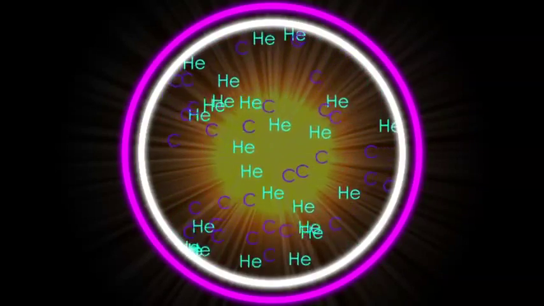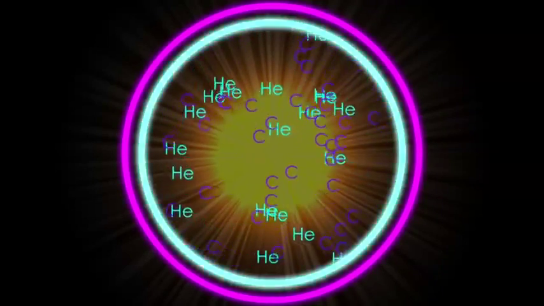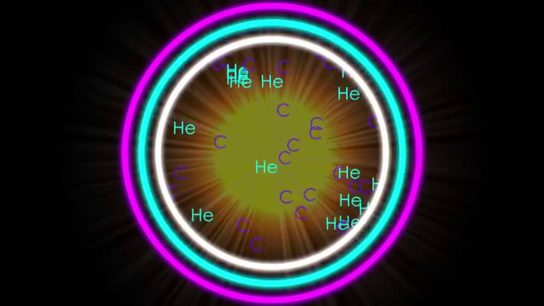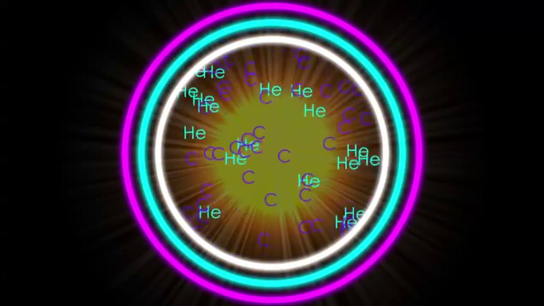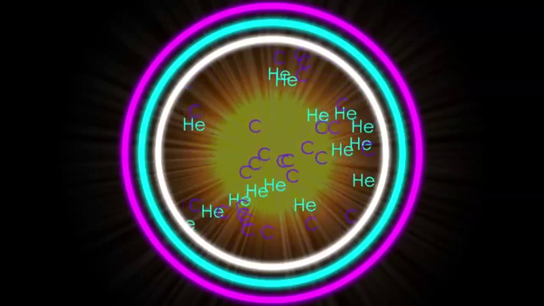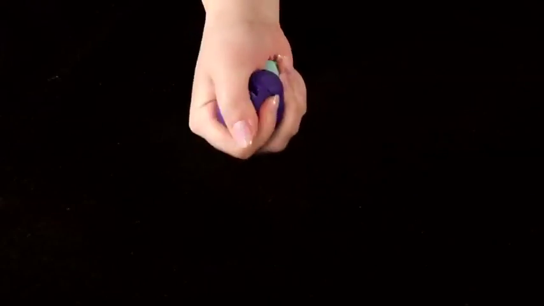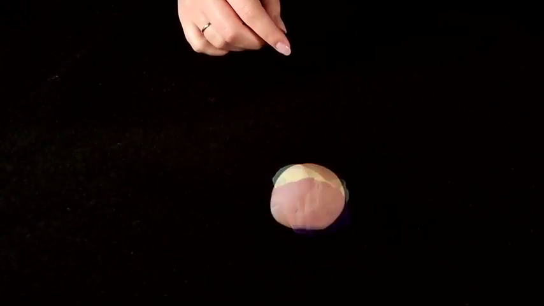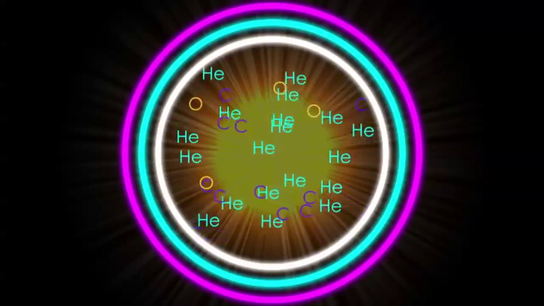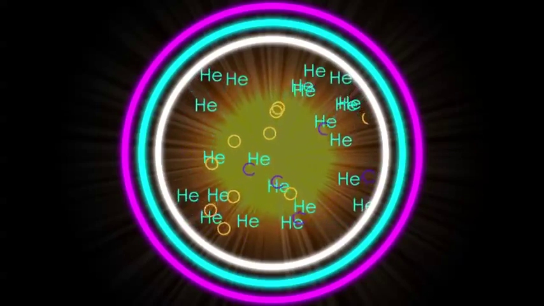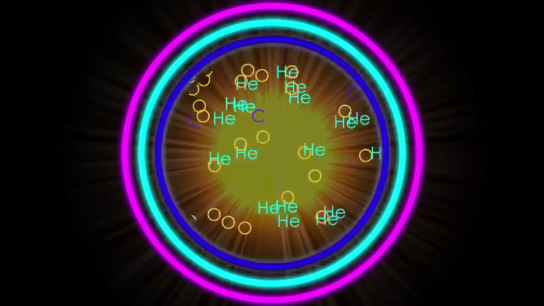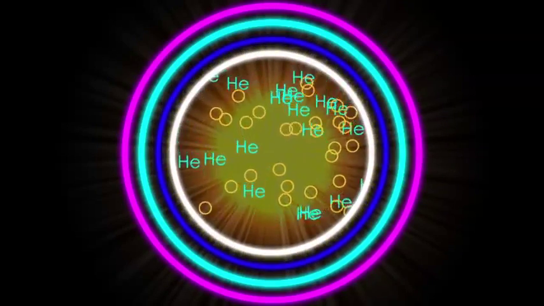But if a star is much bigger than the sun, the core will shrink again, and it'll get even hotter at the center. Now the star can fuse together a carbon and a helium atom, creating oxygen. So we'll squish a blue helium atom and a purple carbon atom, and that turns into 1 orange oxygen atom. You can imagine what happens when carbon runs low and fusion stops once more. The core shrinks, things get hotter, and new fusion can begin again.